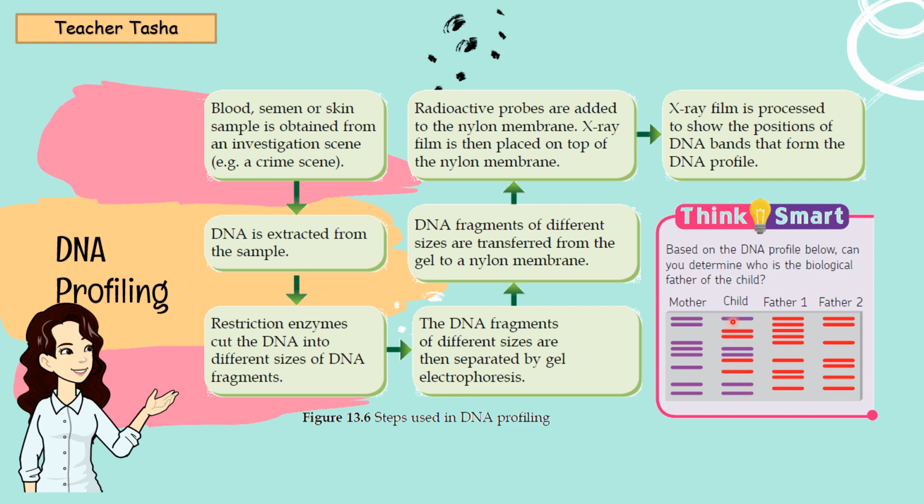And since the child is a combination of the mother's DNA and also the father's DNA, we can actually determine. So you look at the purple one, that is the mother, so it's the same one. Now you look at the red one, we are going to determine where it has the same width. Looking at the red color, the same bandwidth here is father 1, because there are bands that are not in father 2. So the possibility of the father of this child is father 1.